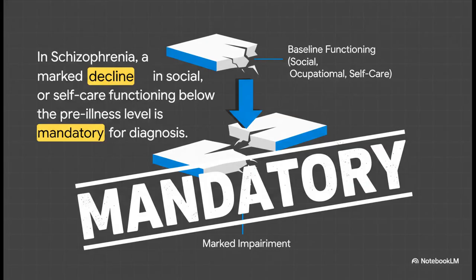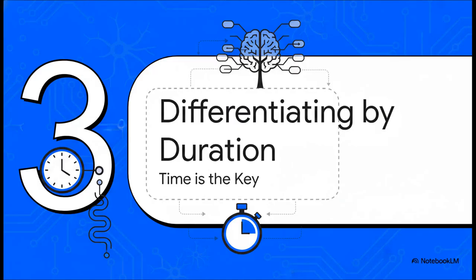Let's just hammer this point home one more time because it is an absolutely critical differentiator. A decline in functioning isn't just a possible side effect of schizophrenia, it is a mandatory criterion for the diagnosis. If you don't see that decline, you have to start thinking about other diagnoses. Okay, so we've got schizophrenia locked in as our anchor.